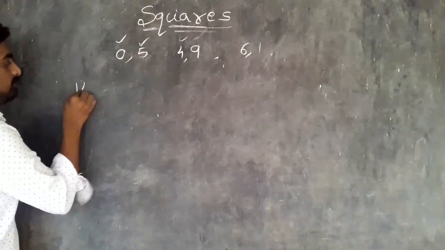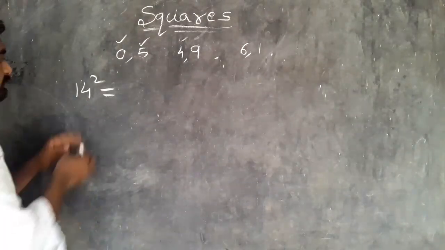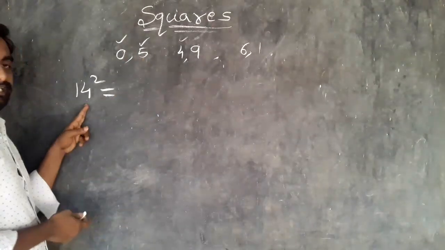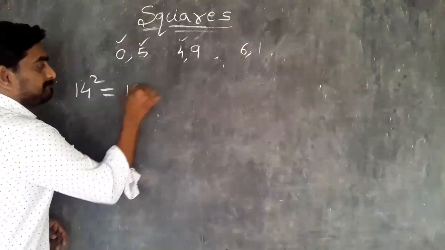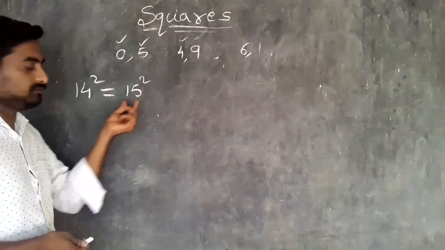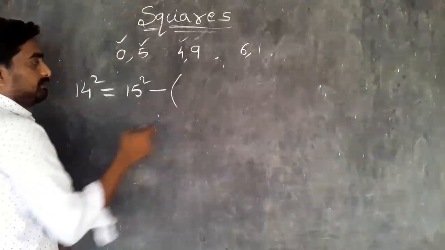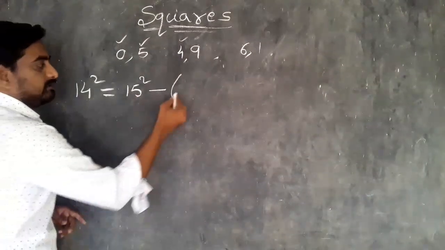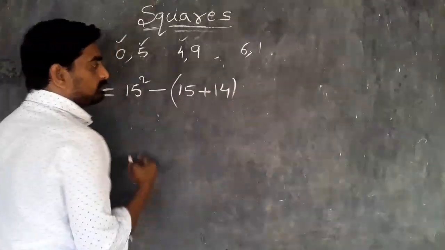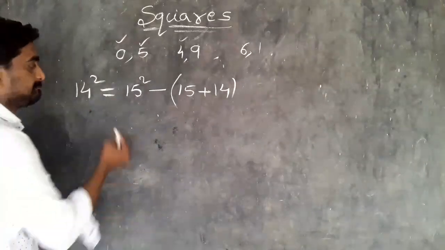Say for example 14 square. An easy technique: I round the number to the nearest 0 ending or 5 ending number. The 5 ending is near, that means 15 square. So we write 15 square. It's a bigger number than 14, so we subtract some number. What we subtract? Whatever we write here, we subtract the same: 15 plus 14. This is the major formula for writing squares of 4 ending numbers.